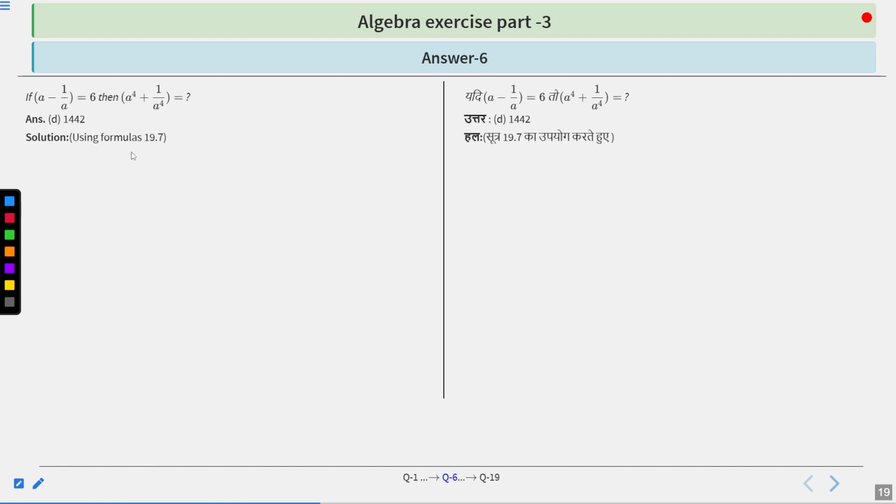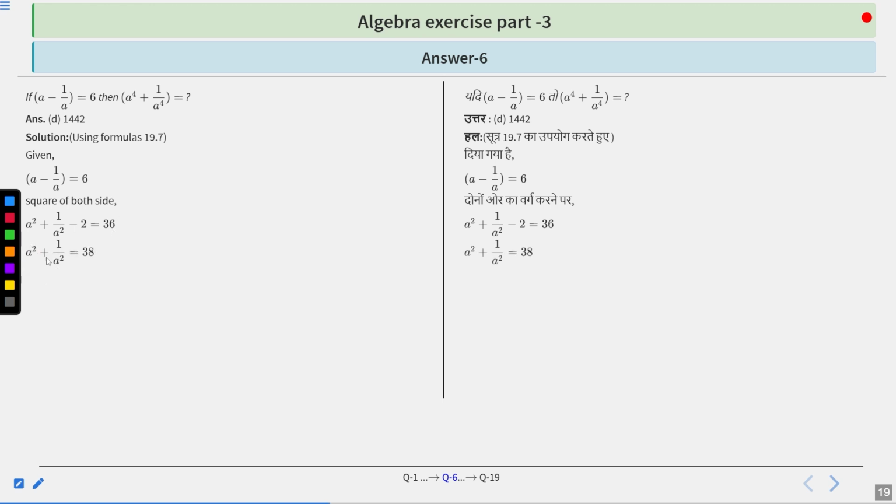Now, using formula 19.7, we were given that a minus 1 upon a is equal to 6. So, squaring both sides, squaring a minus 1 upon a, we get a square plus 1 upon a square minus 2. That is equal to 6 square, which is 36. So, a square plus 1 upon a square is going to be 36 plus 2, that is 38.